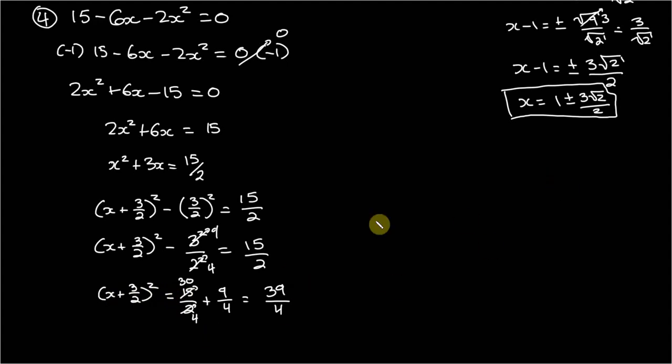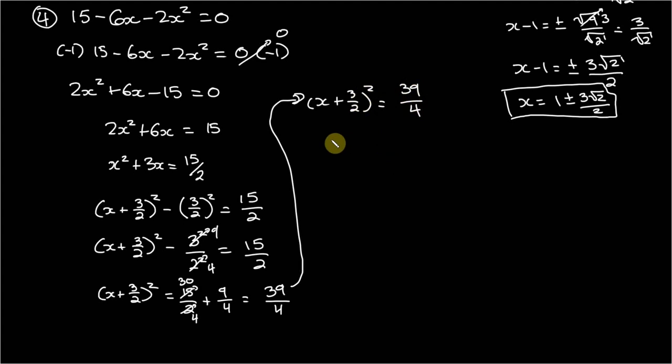And maybe I'll write the following steps. I'll just rewrite it out up here. So now we're left with x plus 3 over 2 squared equals 39 over 4. We're going to take the square root of both sides. Again, it's just basic algebra, so x plus 3 over 2 equals plus minus root 39 over 4.